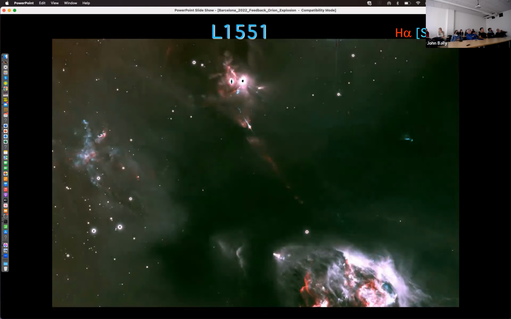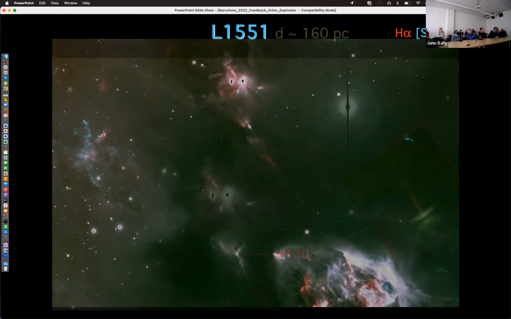And you can see a little close up. I'm going to zoom into the upper region. Here's northeast. This is the famous HH30 jet. We'll zoom into that region and in this region as well. This is HL Tau. Excuse me.